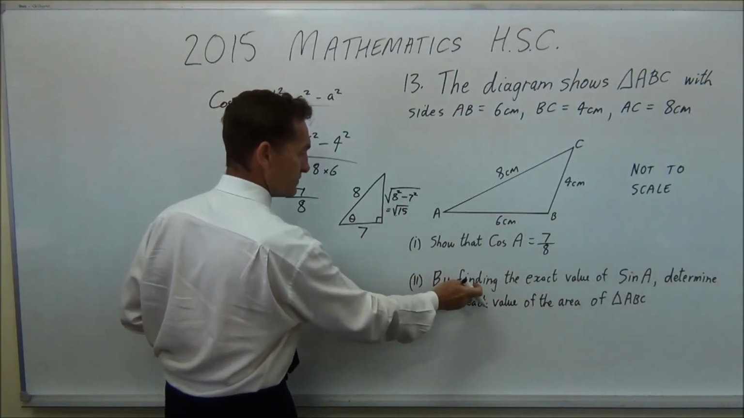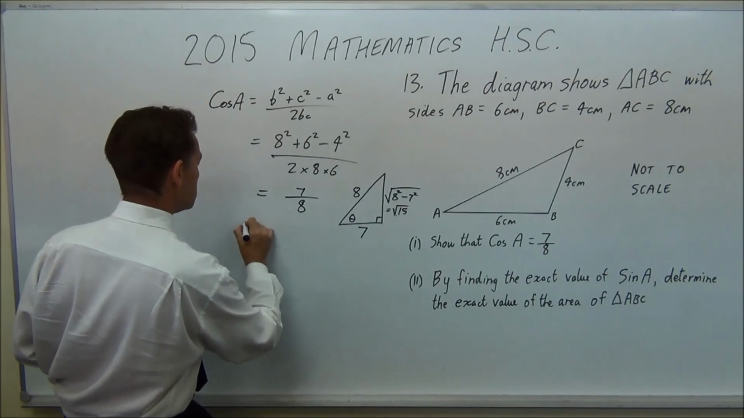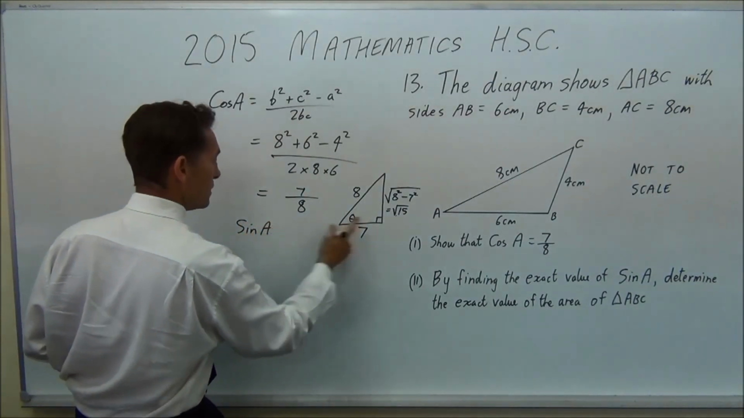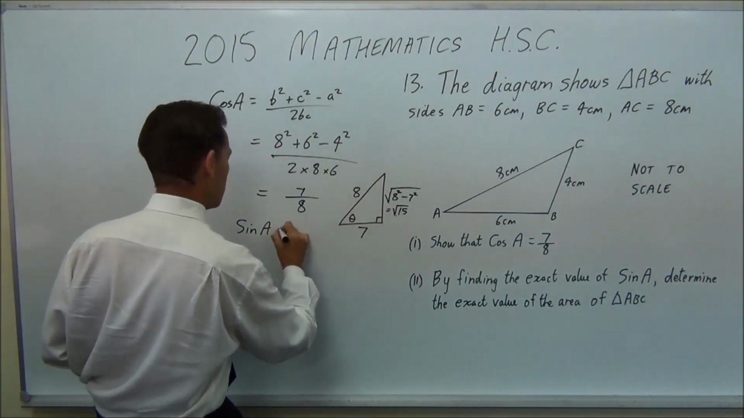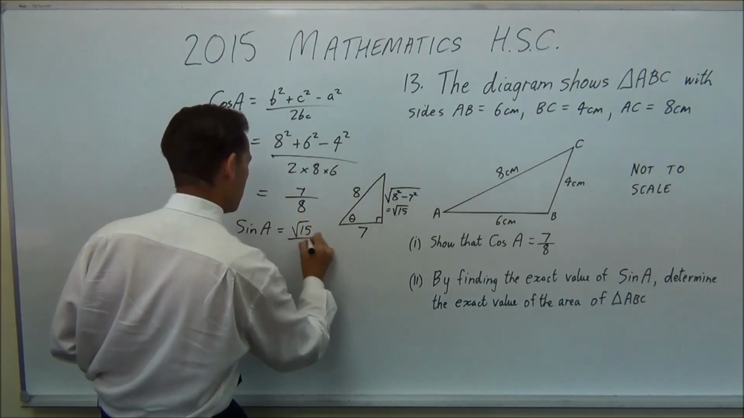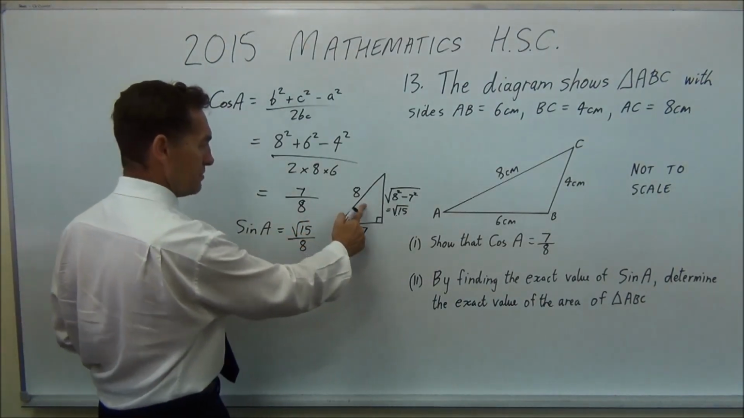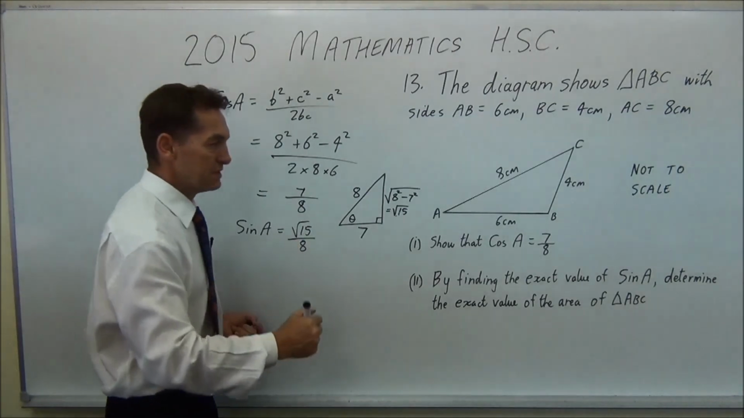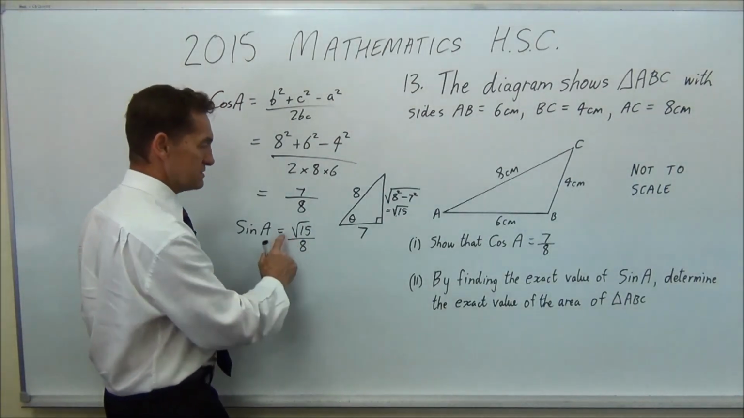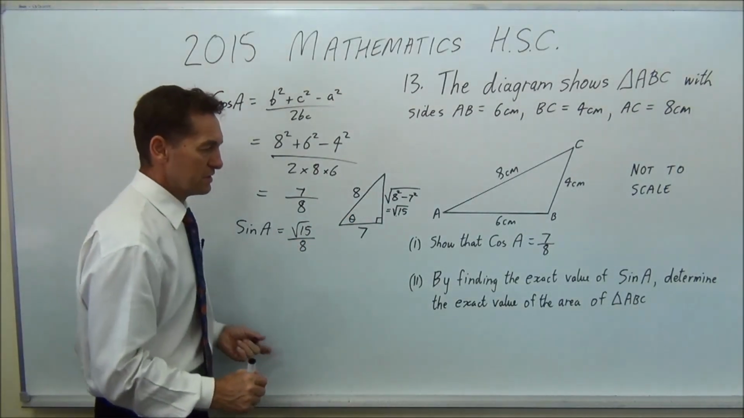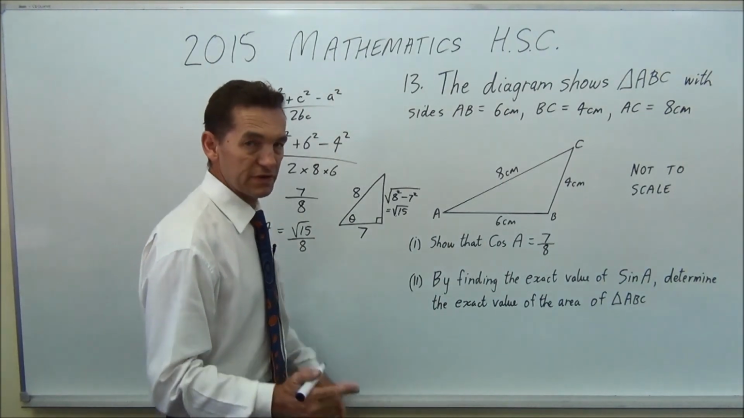So the exact value of sine A is going to be root 15 over 8. And you would need that diagram to get that answer, to get the mark. So for the 2 marks, that will be your first mark. Determine the exact value of the area.